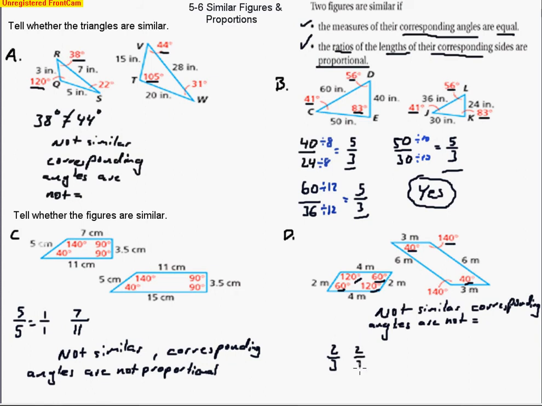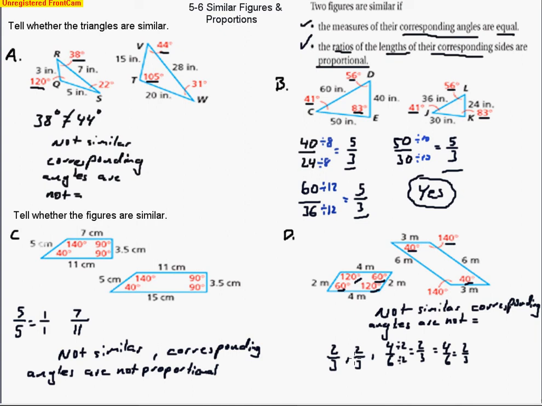So I've got 2 of them that are working, and 4 and 6. So 4 and 6, which reduces, I could reduce it down to 2 over 3. So I've got another one that's 4 and 6, so I know that equals 2 over 3. So the sides were proportional, corresponding sides were proportional, but the angles were not. And so that's why it was not similar.